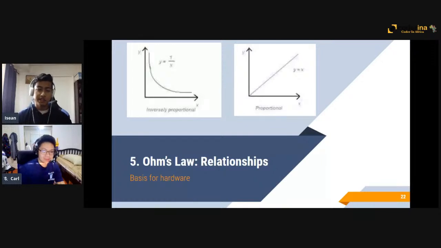Now we will use a little bit of math, but not too much, to learn about Ohm's law relationship. The only 2 math concepts you have to know are what proportional and inversely proportional means. It's pretty simple. Basically, what proportional means is that if x increases, y increases. Or as one variable increases, the other one will also increase. Inversely proportional means as x increases, y decreases. Or as one variable is increasing, the other one will decrease.